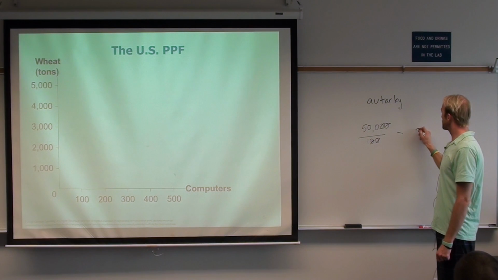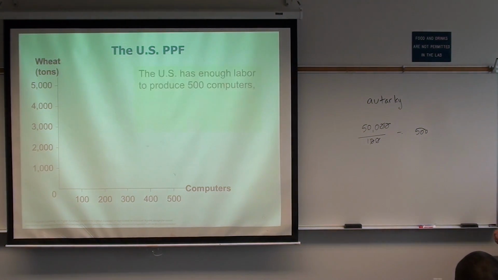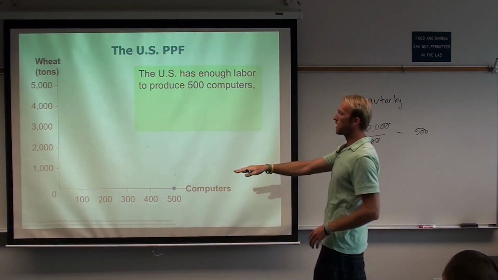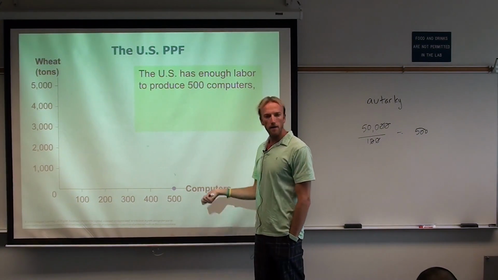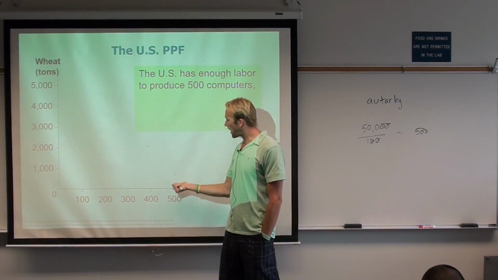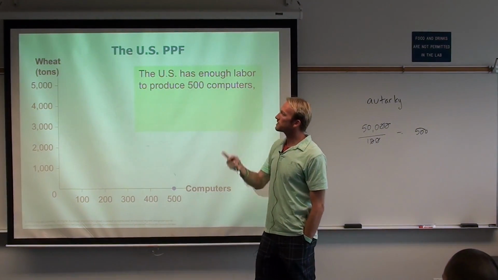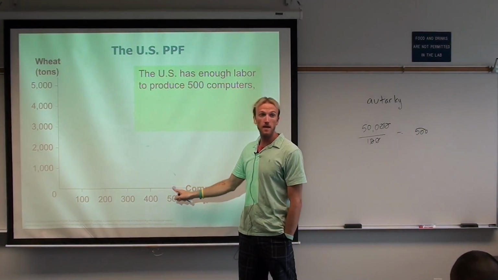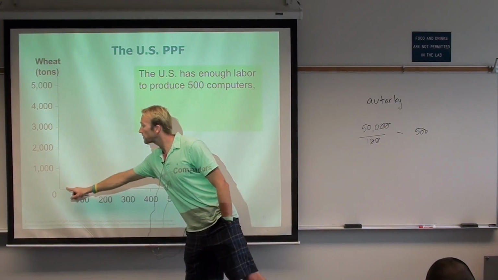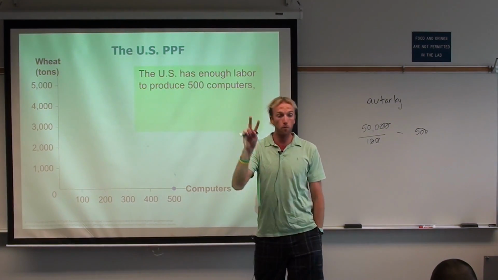500, right? Good. Excellent. 500. And so we're going to put a little dot there at 500 on the XY axis. So just to remember, a review on how graphing works, right? A dot in the two-dimensional plane gives you two pieces of information. This dot tells you it's at 500 computers, but it simultaneously tells you it's at 0 tons of wheat. Okay? So any dot has two pieces of information.